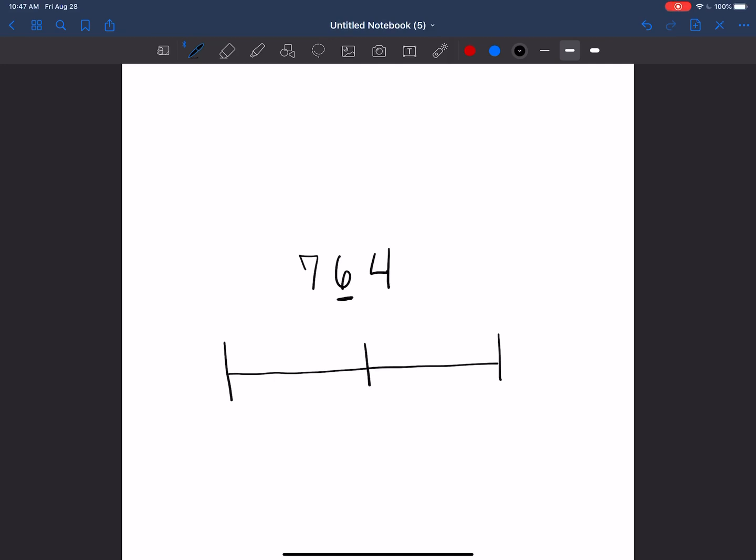Now I'm not changing my hundreds, so I do have 700, which will go on my lower benchmark. The 100 that comes after 700 is 800, so it would go here. And then in the middle, or my midpoint, would be 750, because 750 is halfway between 700 and 800.